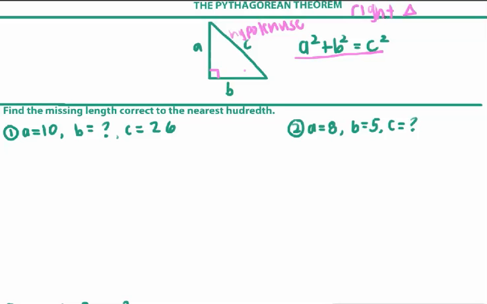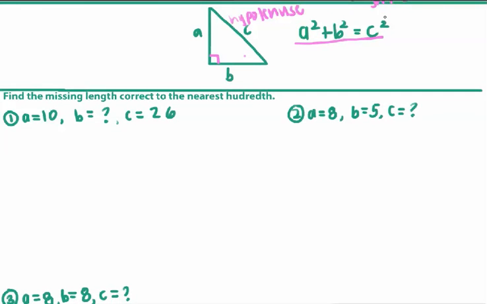Okay, so in this first part I'm asking you to find the missing length correct to the nearest hundredth. So you're not going to be giving me numbers and radicals anymore for this section, because I want you to give me them in decimals. So you might actually need a calculator for this. Okay, so let's just set this up. In number one, I give you A. I don't give you B, but I give you C. So you're trying to tell me what B is.